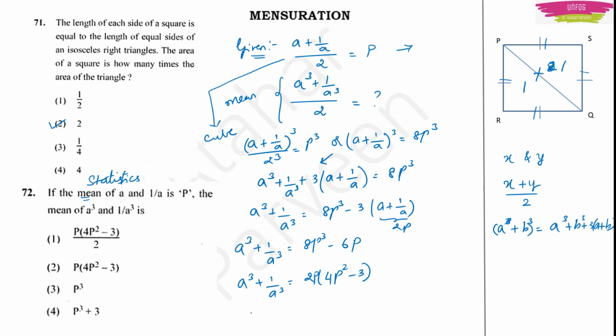Now you put 2 in the left hand side. A cube plus 1 by A cube, it will become by 2, right? This is what you have to find. This is your question, right? This will be equal to P into 4P square minus 3. So this will be your answer. Option 2, P into 4P square minus 3. Option 2 will be the right answer.